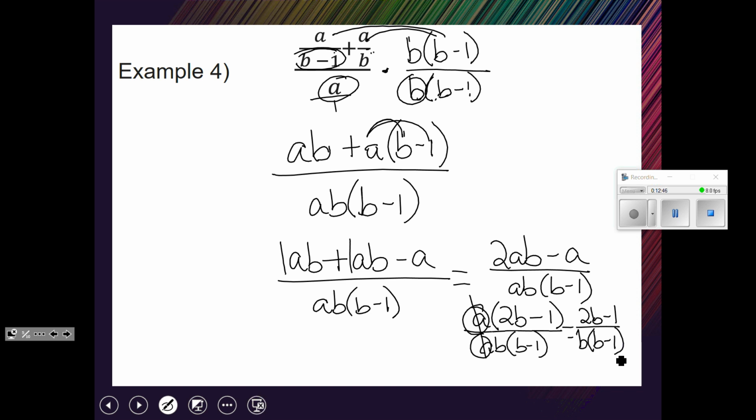So I believe your final answer is going to be 2b minus 1, all divided by b times b minus 1. And 2b minus 1 and b minus 1 don't cancel, because one has a 2 in front of the b and one doesn't. And if you multiply b times b, somebody said b times b is 2b. No, it's not. b times b would be b squared. And so they are not the same things. And these are binomials, so there is your final answer.